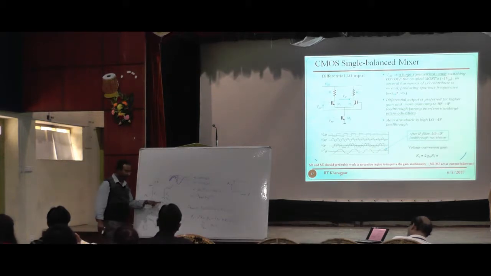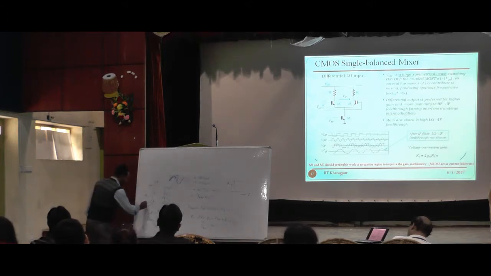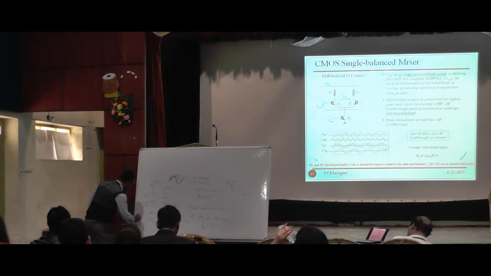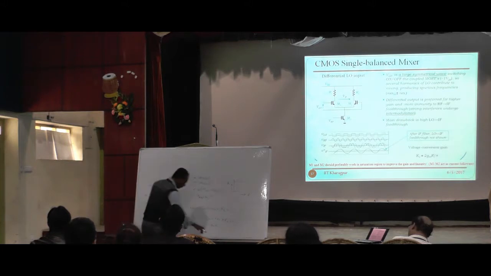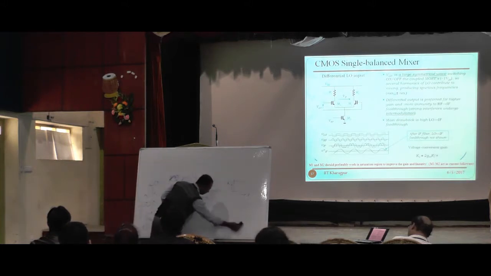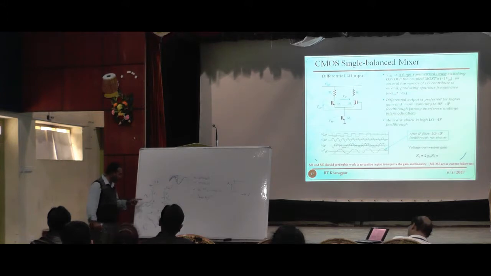Do you need to apply a certain bias to M1 and M2, a certain DC bias? Yes, of course you have to use it. Why not? Because without DC bias, generally it will not turn on in a proper way. For both M1 and M2, it's completely differential in nature, so everything is symmetrical.